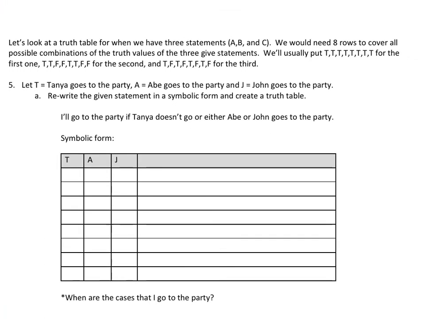All right, now let's look at the case where it's slightly more complicated when we have 3 statements. So Abe goes to the party, John goes to the party, and Tanya goes to the party. So now there are 3 people involved. To create a truth table for 3 statements, now we're going to need 8 rows. So this is how we're going to start. Tanya, Abe, and John: T, T, T, T, F, F, F, F, then T, T, F, F, T, T, F, F, and then TF, TF, TF, TF.